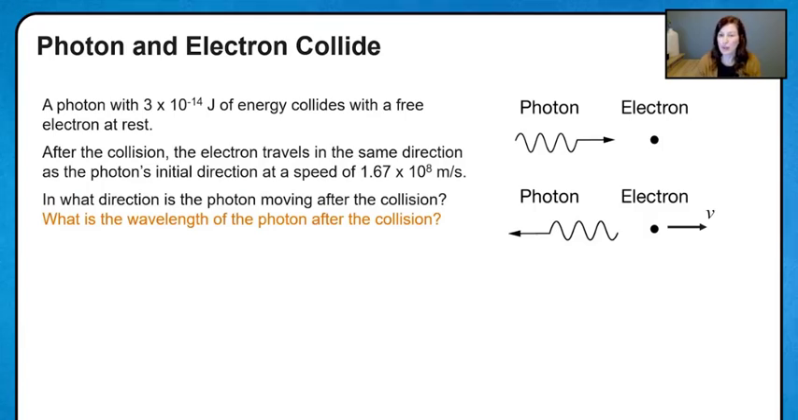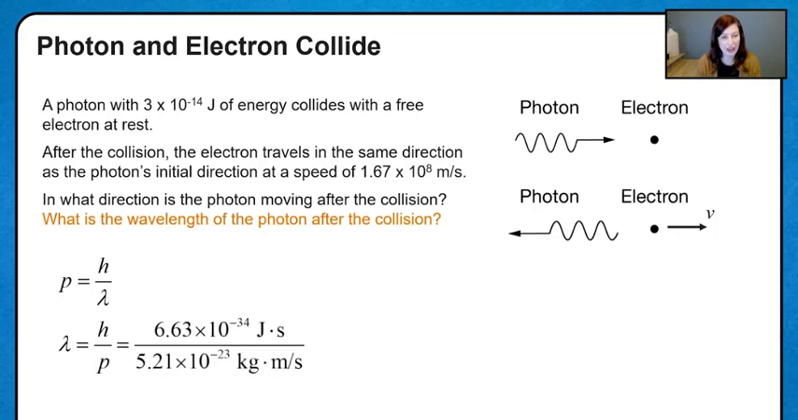Now let's calculate the wavelength of the photon after the collision. We can start with that relationship, momentum of the photon equals Planck's constant over wavelength. Solving for wavelength, we get lambda equals h over p. Substituting in Planck's constant and the magnitude of the momentum from the previous calculation, we get that the wavelength of the photon is 1.27 times 10 to the minus 11th meters.